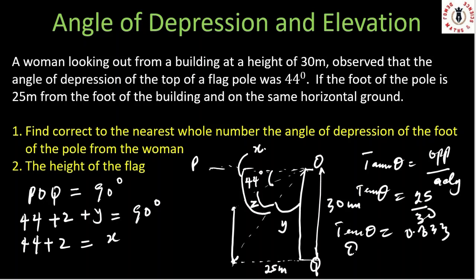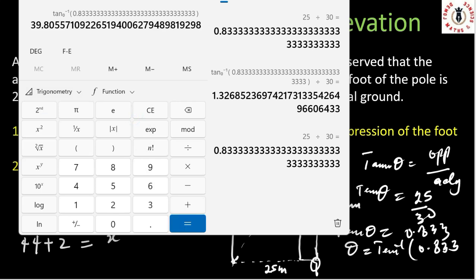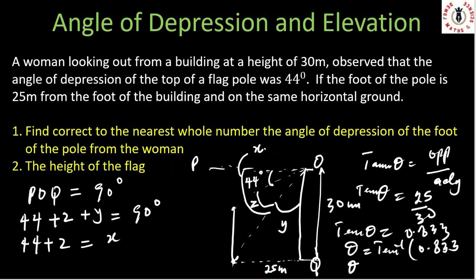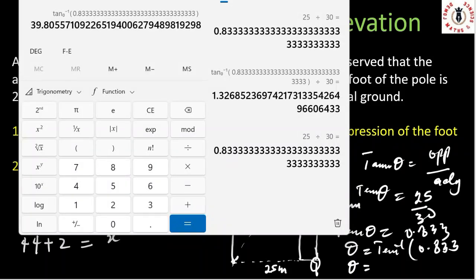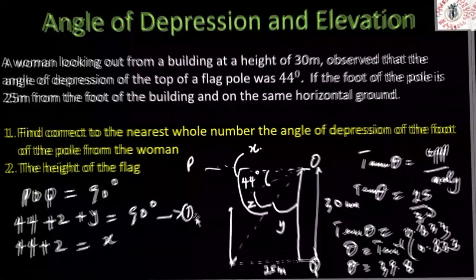Theta obviously will be the tan inverse of 0.833. So I can look for the tan inverse of 0.833. That's the same thing as theta being 39.8. Now, if theta is 39.8, let's call this equation 1, and let's open another slide.